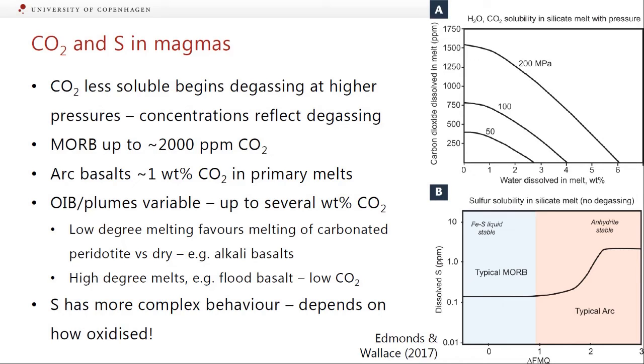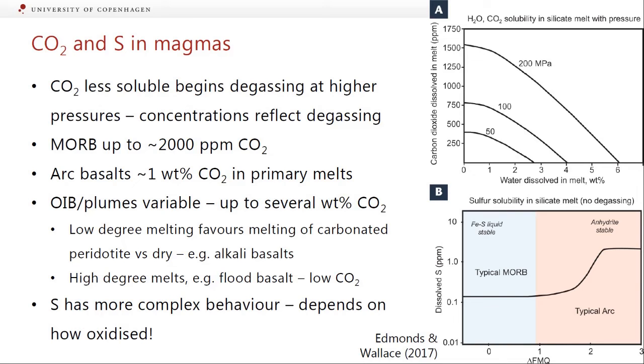And in ocean island basalts or plumes, it's really variable. So you can have up to several weight percent CO2 in these low degree melts. You might get an alkali basalt or something like that. But if you have a high degree melt, like a flood basalt where we've got a ton of melting, it's going to end up being quite dry and low in carbon dioxide concentrations.